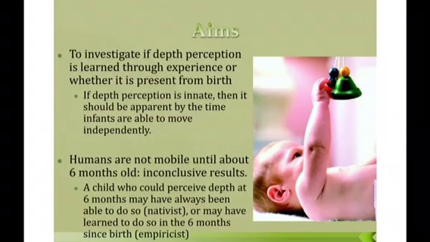Humans are not mobile until about 6 months old, so the problem with this kind of experiment is that the results can be a bit inconclusive. A child who could perceive depth at 6 months may have always been able to do this. That would be a nativist position, or they may have learnt to do that in the last 6 months since their birth, which would be an empiricist position.